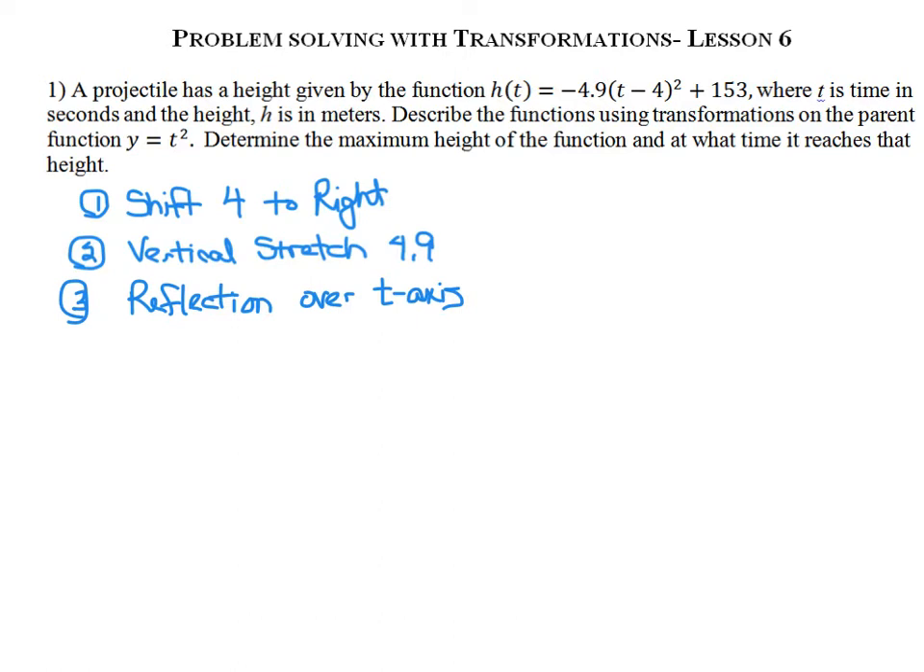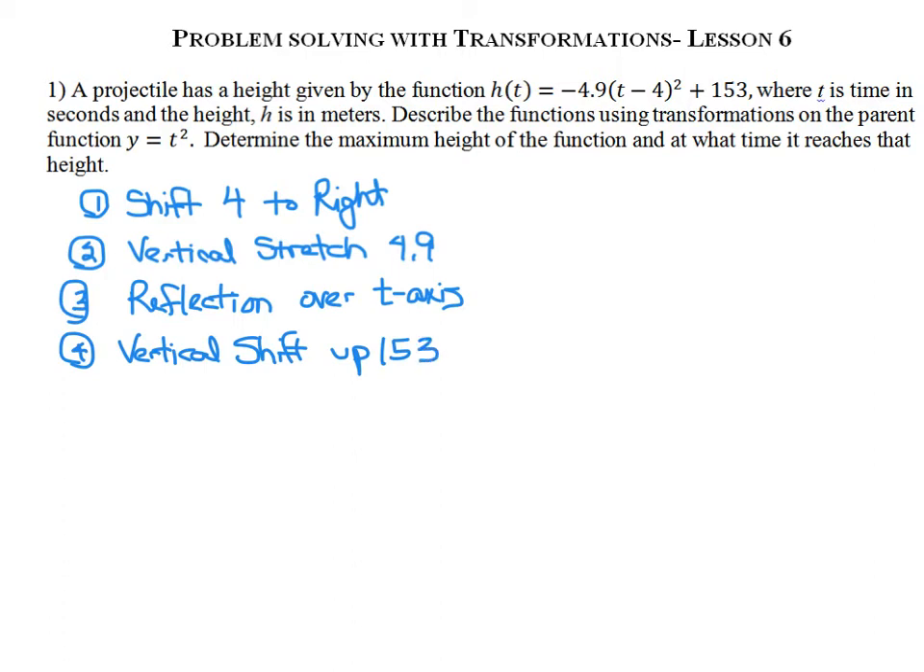And the last part of my transformation that I can see in my function is that we're adding 153. Since that's happening outside of the variable t, I know that that's happening in the vertical direction, so that tells me that I've got a vertical shift. Since it's a positive value, I'm going to say we are going to vertically shift the whole function up 153.